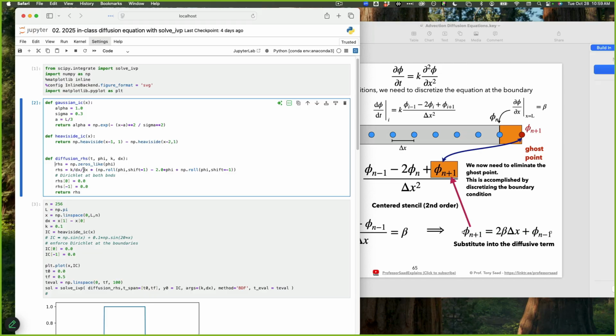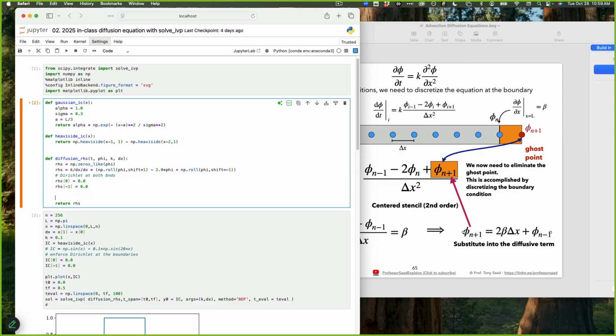This is k over delta x, k times phi I plus 1 minus 2 phi I plus phi I minus 1 over delta x squared, or phi I minus 1 minus 2 phi I plus phi I plus 1 over delta x squared. So this still holds. I'm going to keep this and I will just overwrite now the Newman condition on the right boundary.